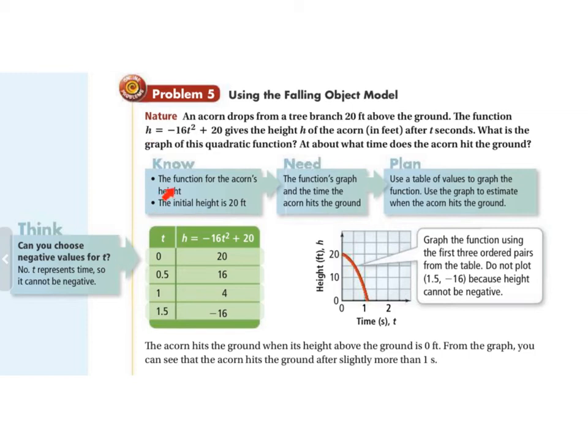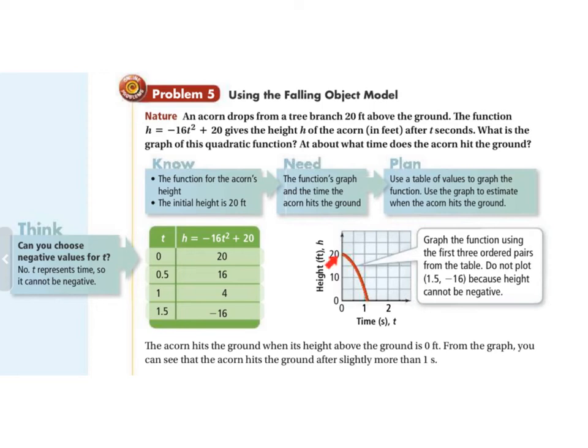So the function for the acorn's height, given right here, plugging in our 0, 0.5, 1, and 1.5. The function's graph at the time the acorn hits the ground, so graphing right here until boom, right, until our y is 0. Obviously happens somewhere in here, because can you have negative? I mean, unless that thing slams to the ground, your height is not going to be negative. That's down here somewhere. So graph the function using the first 3 ordered pairs. Do not plot this one again because the height is not negative. So neither time nor height in this case can be negative.